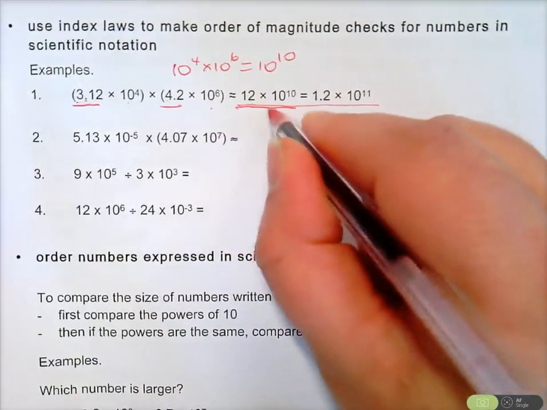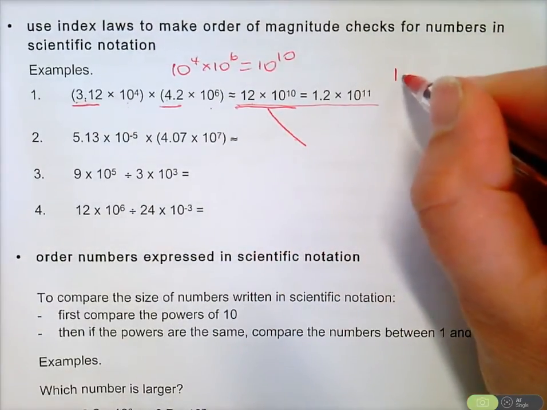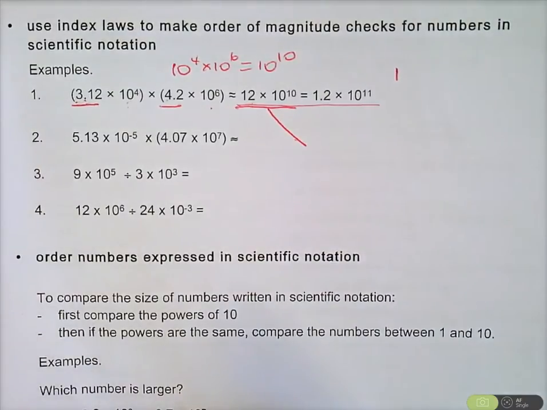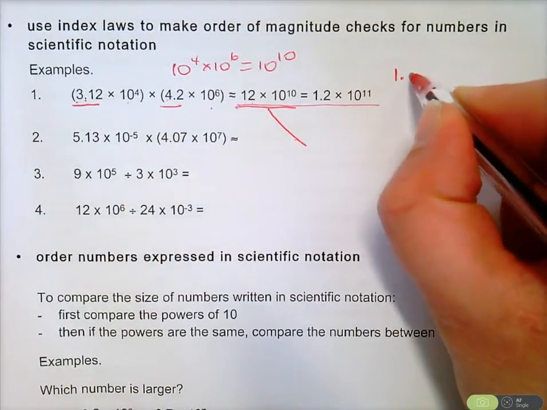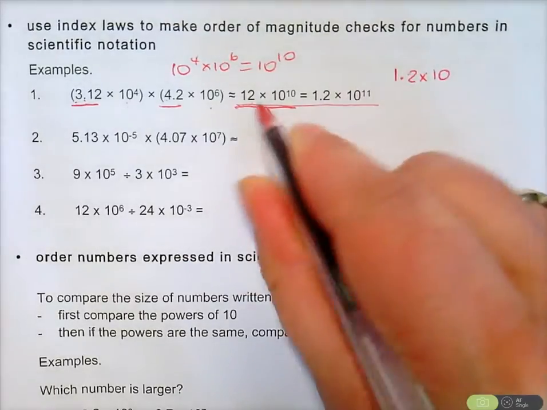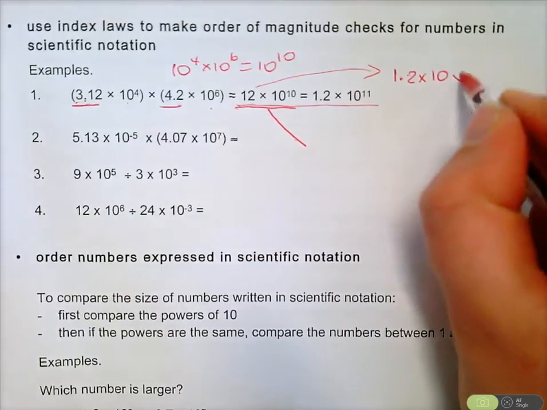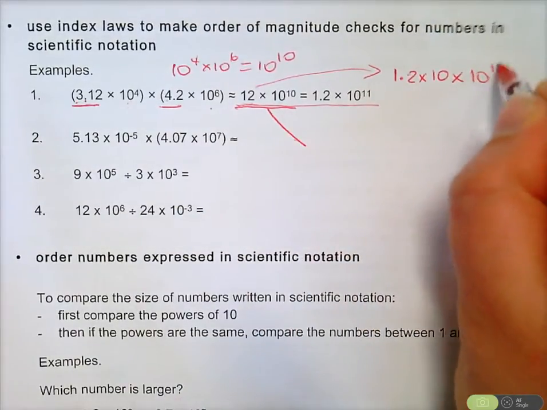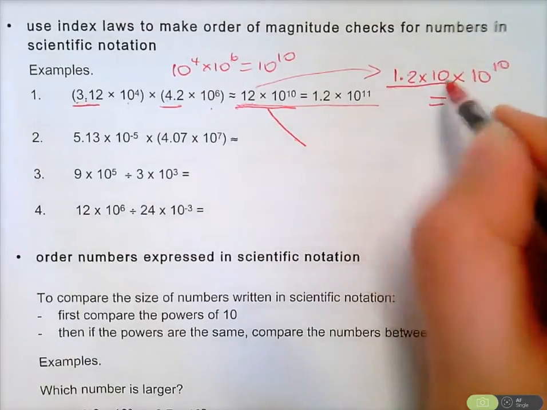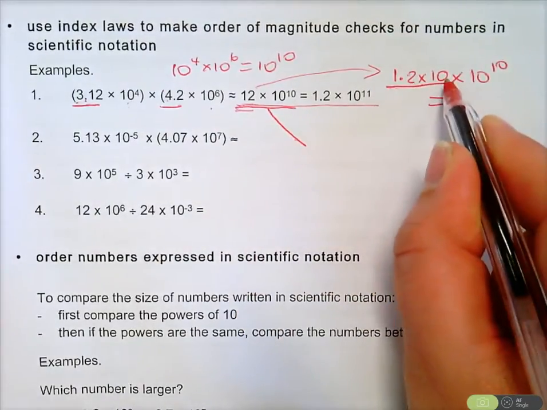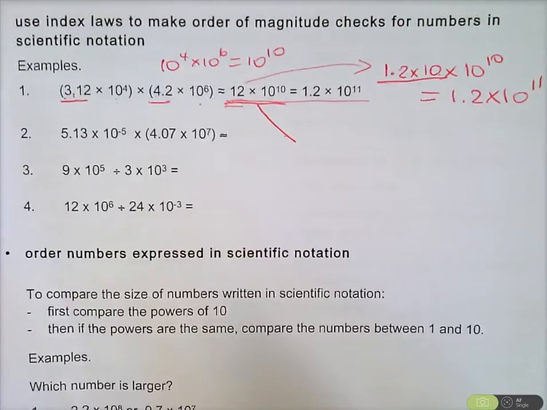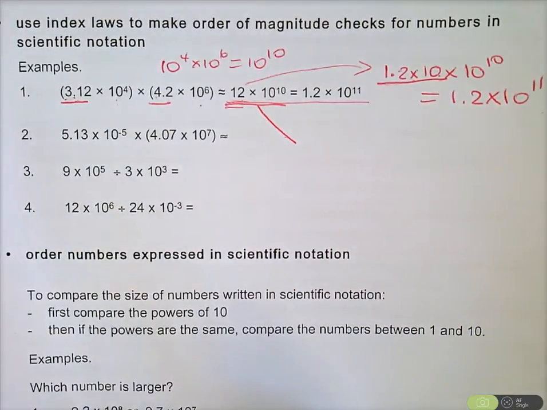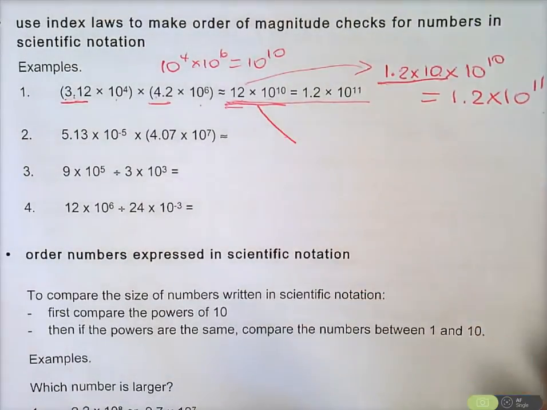I'm supposed to write 1.2 times 10 to the power of something. So 12 times 10 to the power of 10 is 1.2 times 10 times 10 to the power of 10. Do you agree? I've changed that 12 to 1.2 times 10. If you did it on your calculator, you should get something close to 1.2 times 10 to the power of 11. I think I've lost some of you.